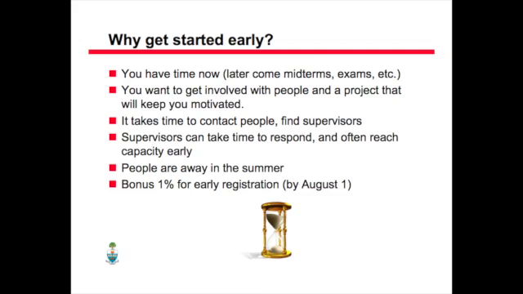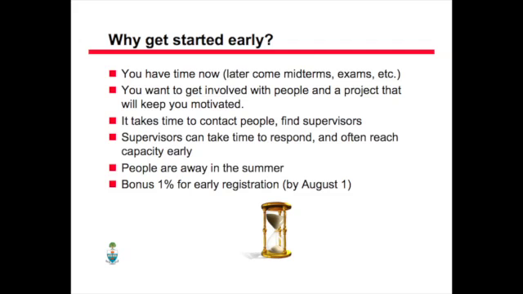It takes time to contact people, especially supervisors, as you'll find they're very busy people. And you're going to have to be focused and be persistent to contact them. They often take some time to respond. And every supervisor, every faculty member has really only a requirement to supervise 6 students. So that's 2 teams of 3. So that's really not a lot.